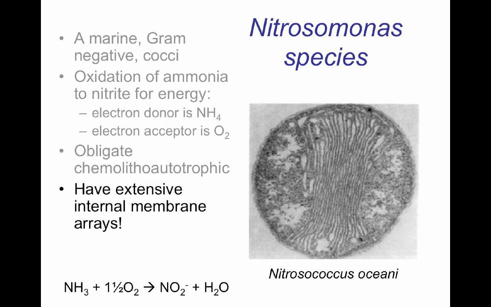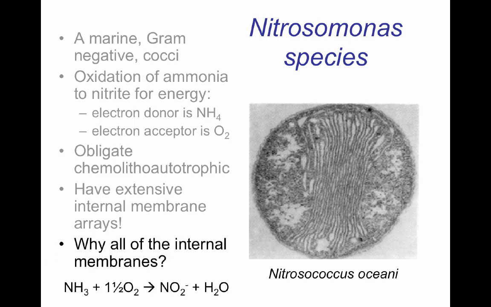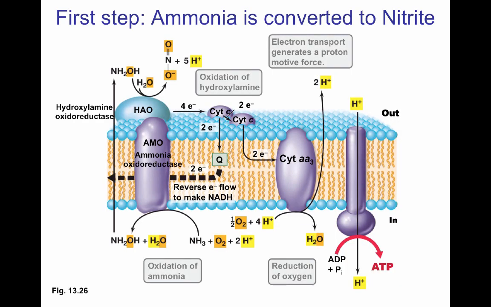Now, as I mentioned, that's why they have the internal membrane array that is shown in this electron micrograph of Nitrosococcus oceani. So the membranes, as I mentioned, are designed to help increase the surface area where the reactions for energy are going to be occurring. This image over here from figure 13.26 is showing you the steps in which the electron transport chain for the oxidation of ammonia to nitrite is going to happen.